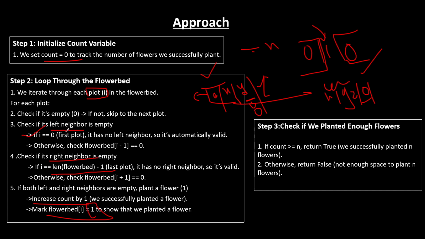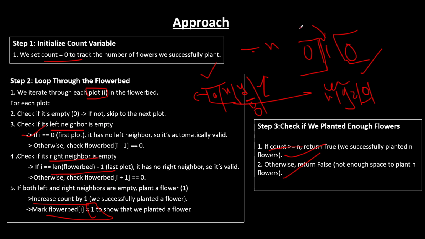And we're going to loop again and check it again and again, and we keep on continuing until the flower bed array ends. And at the end, we're going to check if the count is greater than or equal to n. Then we're going to return true, as the flowers have been planted. Otherwise, we're going to return false, since everything has not been planted. So this was the approach, clean and simple, nothing to worry about.